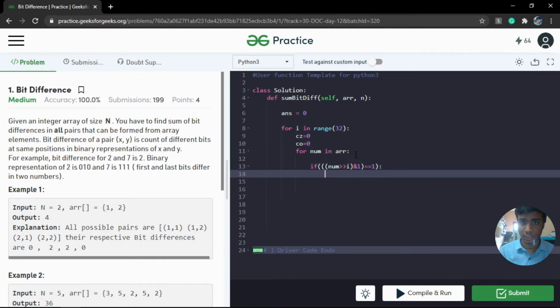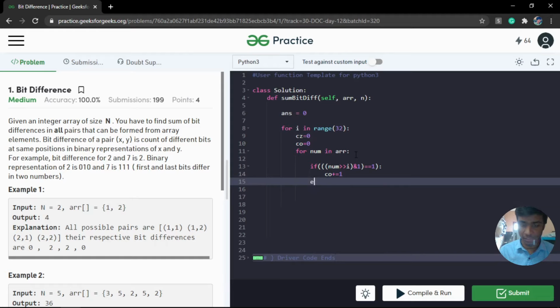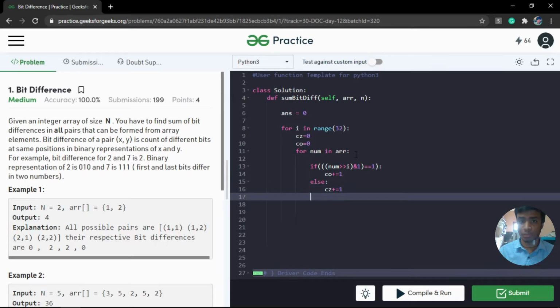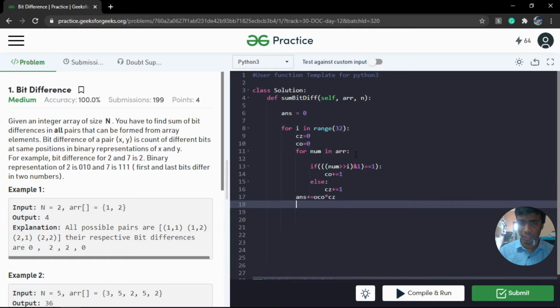I can say that the ith bit is set as 1, and I'm going to update the count of 1 by 1. And in the else condition, we know that it is set with 0, and I'm going to do count of 0 plus equal to 1, right? So now we have the counts of zeros and the counts of ones. Based on that, we can form count of 0 into count of 1 pairs of mismatched bits, right? So I'm going to update my global answer: answer plus equal to count of 0 times count of 1, right?